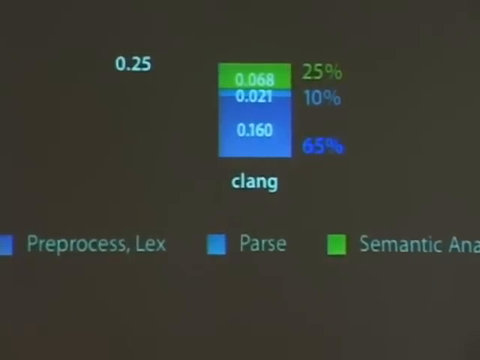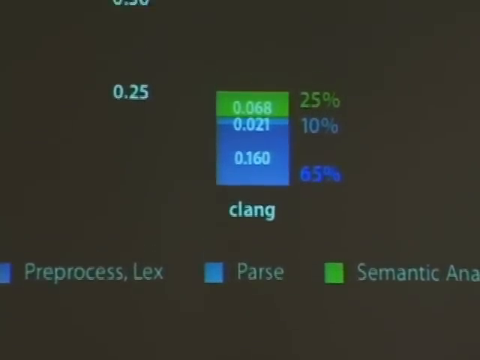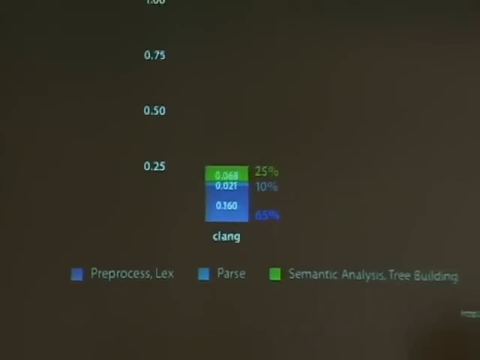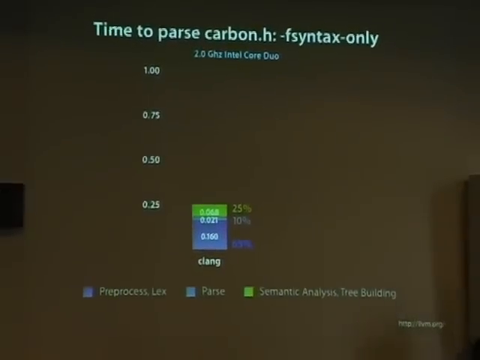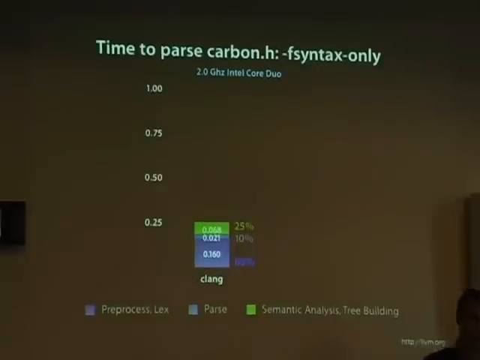Again, this is for a massive header file, right? If you have 12 megabytes of source code that actually contains statements and declarations and expressions and other stuff, I'm sure it would be weighted more towards the semantic analyzer.